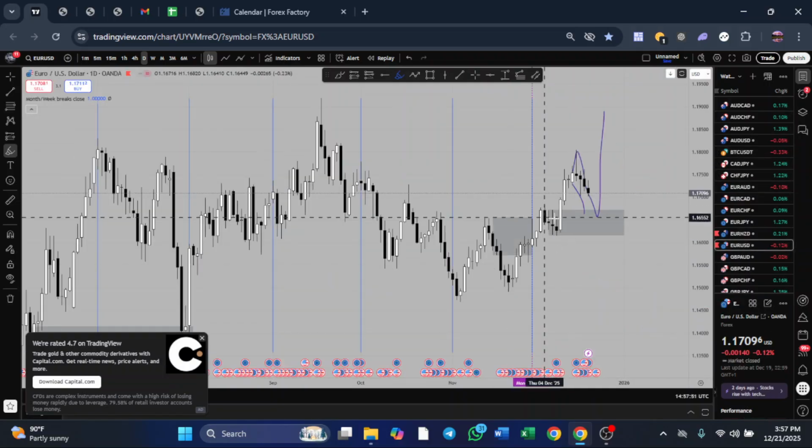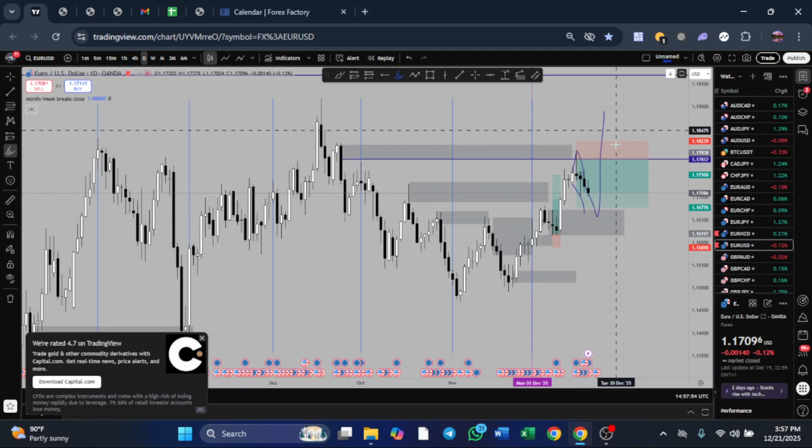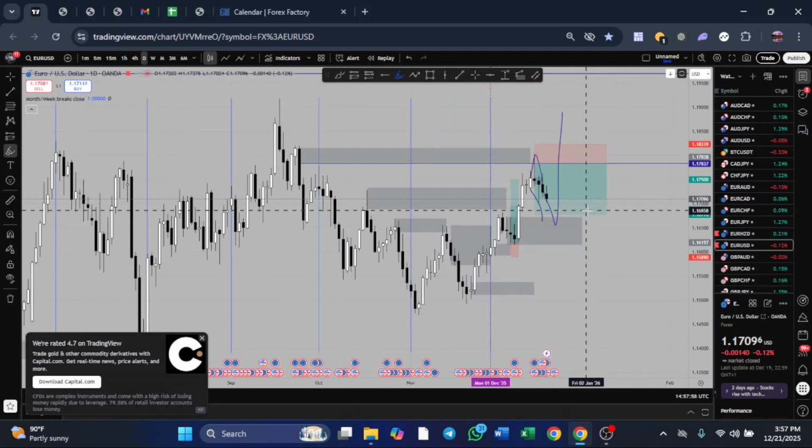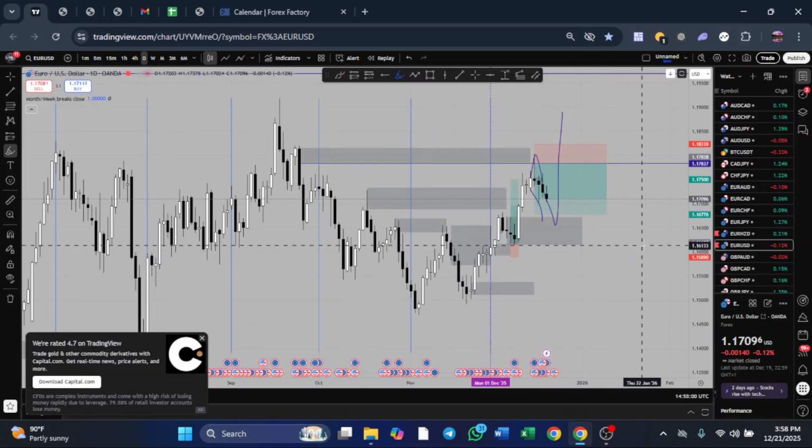All right, so EU, there is this demand here, and I expect price to go higher. So I think I'm just looking at equal highs on EU because of dollar weakness, not because of euro strength.